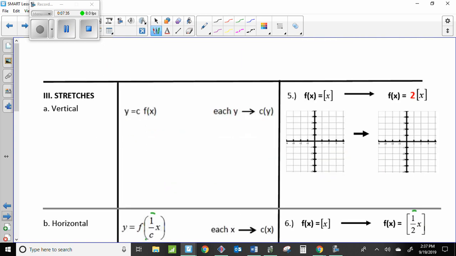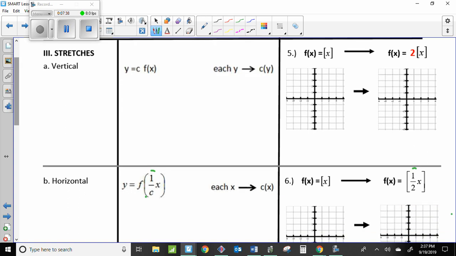Now the next transformation is on vertical and horizontal stretches. So if I multiply my function with c, a constant, if it's multiplied outside of the whole function, it will stretch the graph vertically. So this will have an effect on the graph, stretching the y values, multiplying the y value by the c. And if I do it with the x, it will also affect the x values.